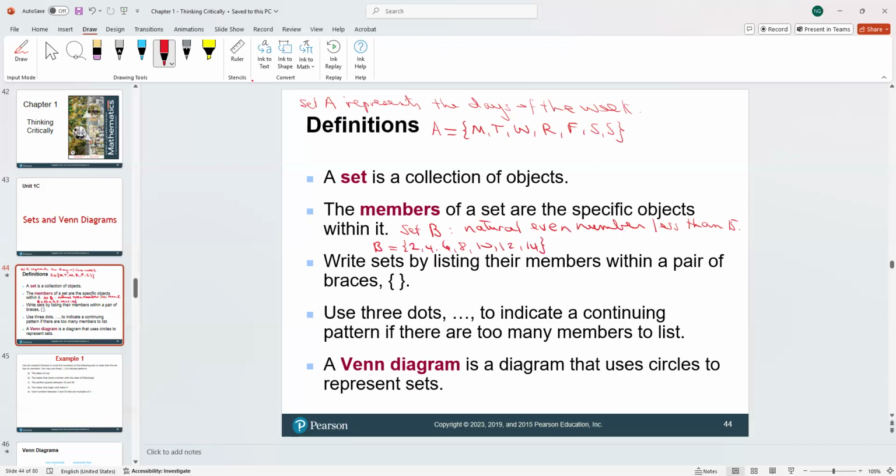But some sets, we said, after we use a bracket to represent those sets, you need to list the members of the sets within a pair of braces, okay? And each member separate from the next one by a comma. Very important. But some sets have so many members that it will be very difficult or impossible to list all of them. So in this case, we use what we call ellipsis points.